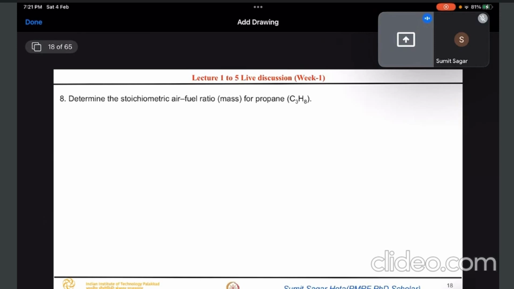These one-line questions are very important, and these are all conceptual questions. They will increase your conceptual knowledge to a very large extent. So these 7, 8, all these questions are very good questions.